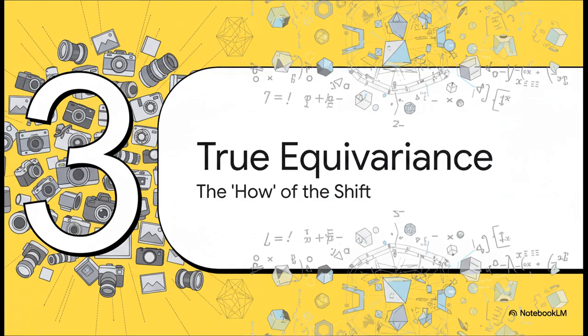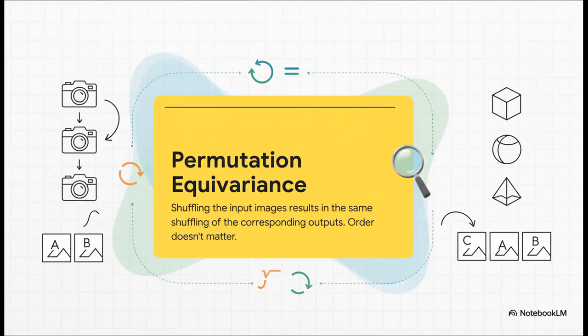Okay, that all sounds great, right? A democracy of images. But how on earth do you actually build a neural network that thinks that way? How do you feed it a jumbled up pile of photos and have it spit out a perfect 3D model? Well, the how is where the magic really happens, and it's all thanks to a really cool mathematical property. And that property is called permutation-equivariance. It's a bit of a mouthful, but the concept is super simple. Order doesn't matter.